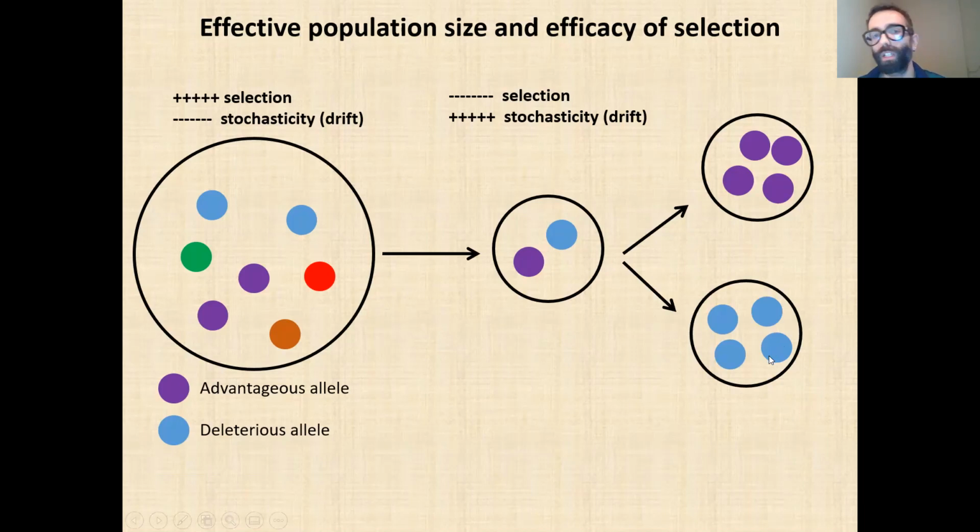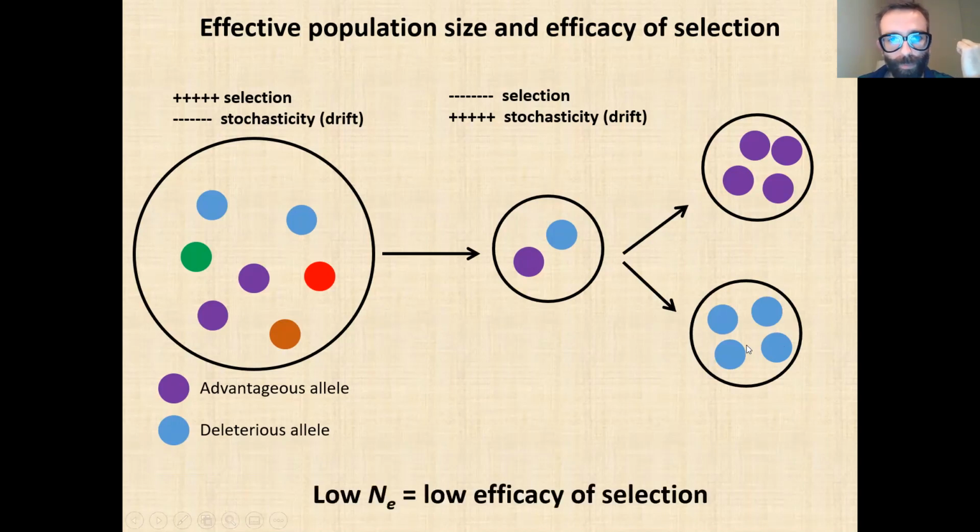So for this reason, you can see that indeed, when we have low actual but also low effective population size, selection has a much harder time to act. And instead, drift and stochasticity will have a much stronger effect on allele frequencies. So in general, low effective population size means low efficacy of selection. Selection has a hard time to act.